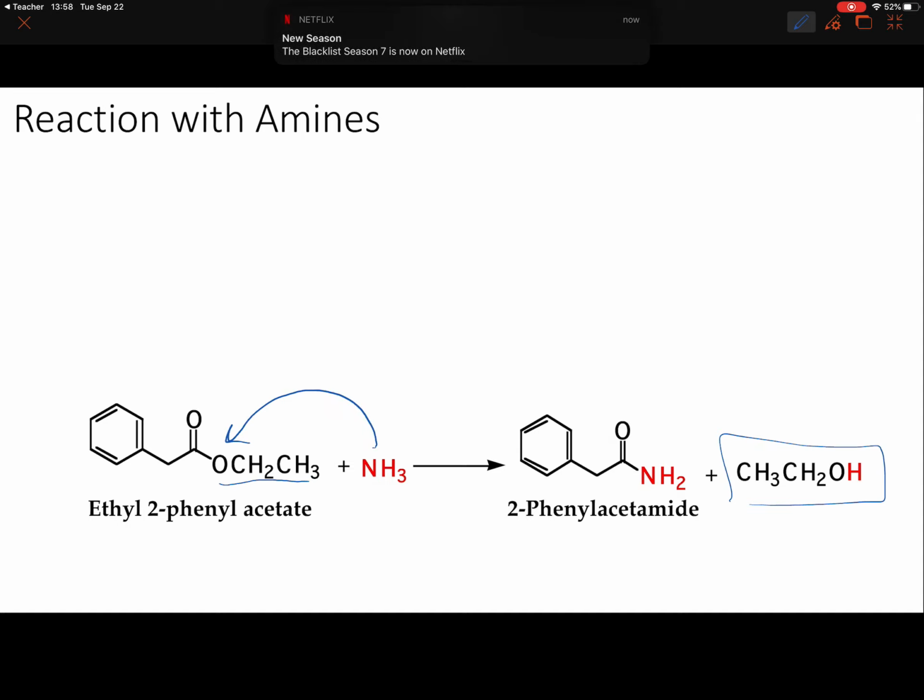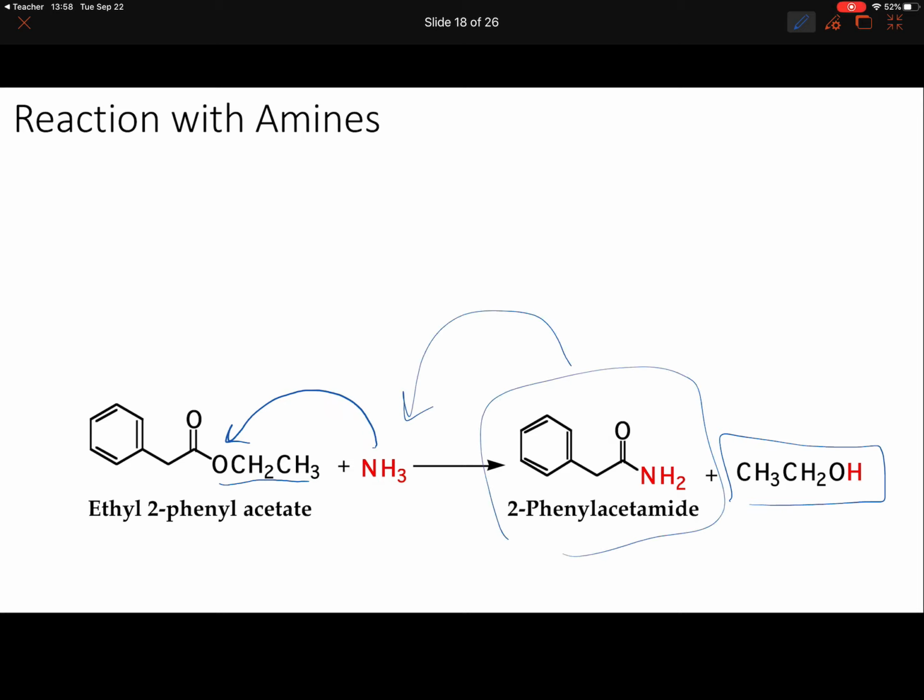Amides don't react with ammonia or with amines, so we don't have to worry about further reactions of our amide with any leftover ammonia that's still floating around in there.